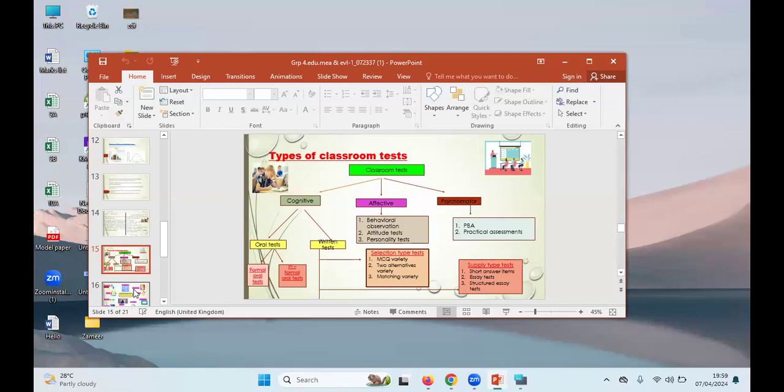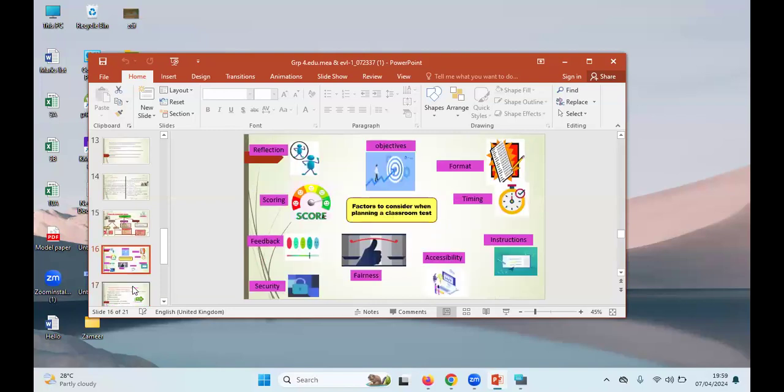Since time is not permitting, I am moving to the next slide. That is also an important section, the factors that we need to consider when planning a classroom test. To make our classroom test valid, reliable, and practicable, we definitely need to consider these factors. First is objective. Here, you need to ensure that the test aligns with the learning objectives of the course. Otherwise, there is no point in conducting the test.